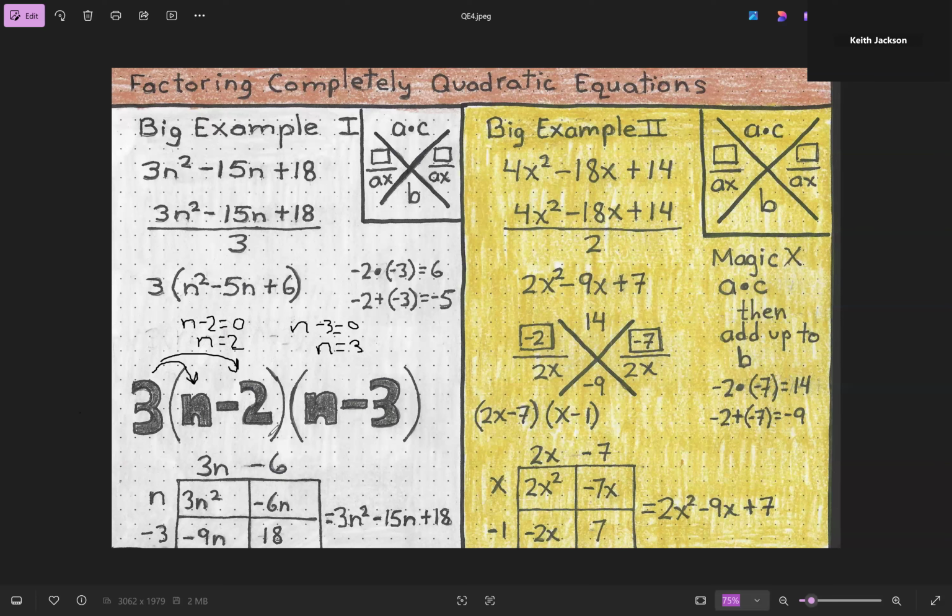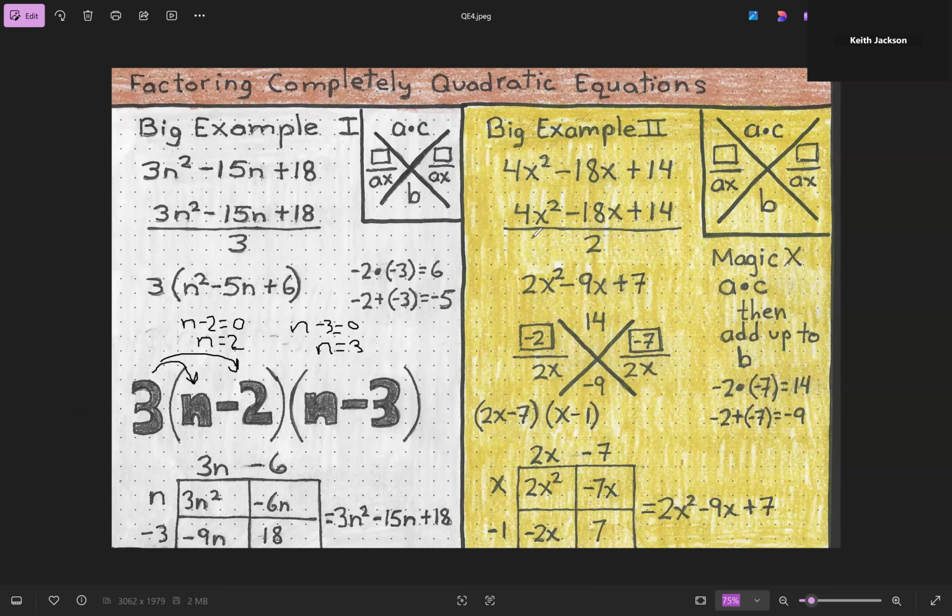Okay, let's move on to big example 4 and do the same thing. And in this case, oh yes, whenever possible, please factor it out. Please simplify whenever possible. And that's what we're going to do here because we can simplify this by dividing everything by 2, because 2 is a factor of all these numbers that you see right here in this particular quadratic equation.